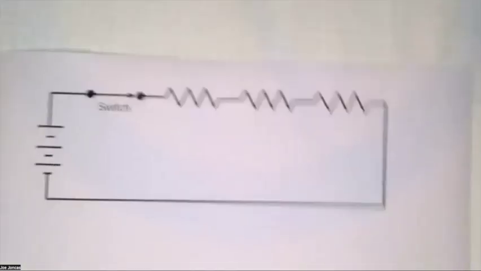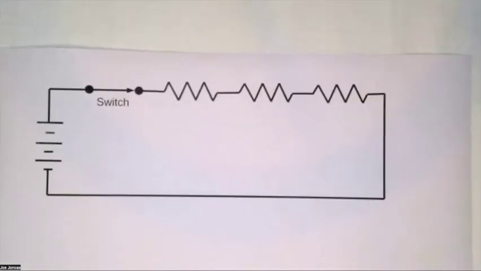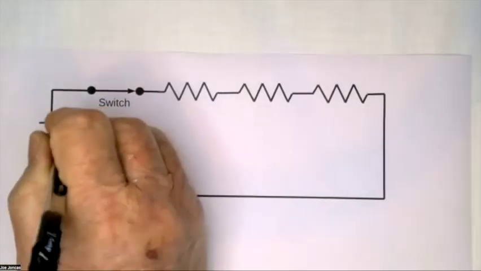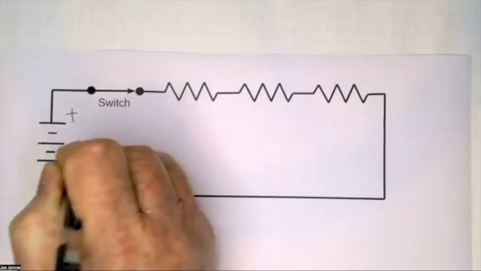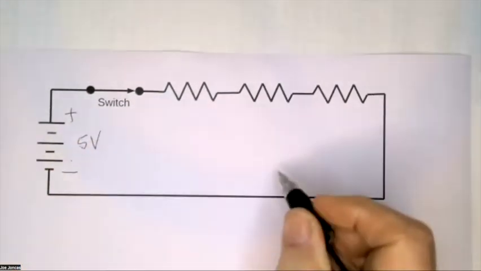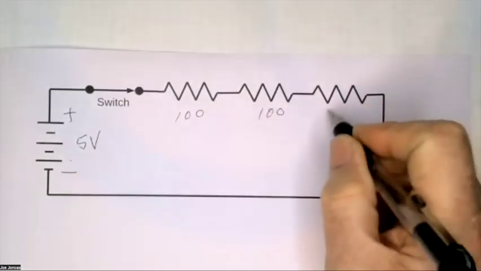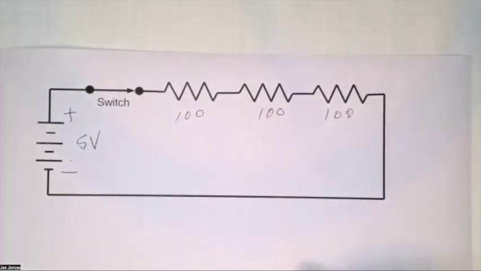All right. Now, resistors in series. Here we got a plus, the minus, and again 5 volts. We got 100 ohm, 100 ohm, and 100 ohm. So what is the total resistance? Somebody? 300. 300 ohms.